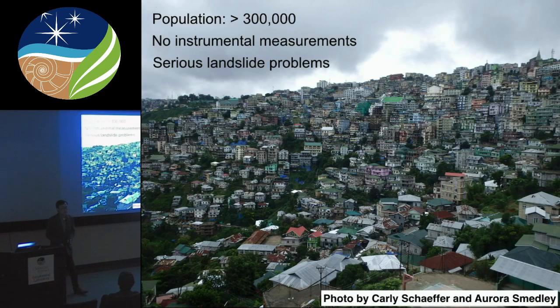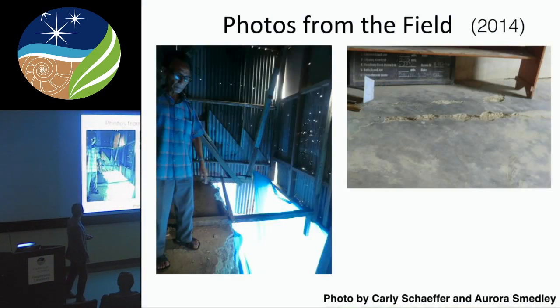Initially, I didn't know anything about this town. But a few years ago, two Berkeley undergraduate students, Carly Sheffer and Aurora Smelty, got a summer internship and went to this town. They went around the town trying to map any kind of evidence that shows slow-moving landslides. This is what they did. They walked around trying to interview people.